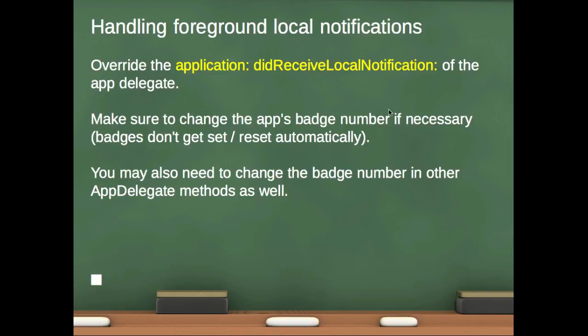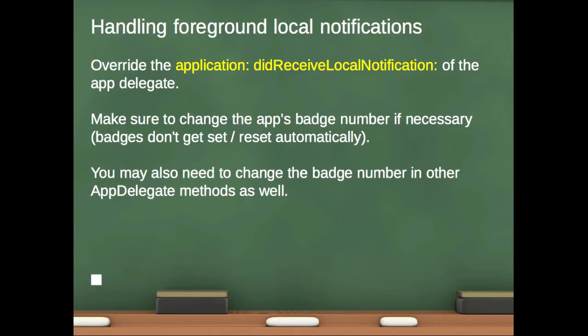How do we handle one in the foreground? Well, in the foreground, we just simply override, in the app delegate, the application did receive local notification method. And then we can do anything we want to with that notification. But if it happens in the foreground, remember that if your notification sets an icon badge, we probably don't want to display that badge if the user has dealt with that notification when it happens in the foreground. So we want to change the app's badge number probably back to 0. Remember that badges with notifications don't get set or reset automatically. You have to deal with them yourself. You change the application icon badge number rather than the notification's application icon badge number in this case.